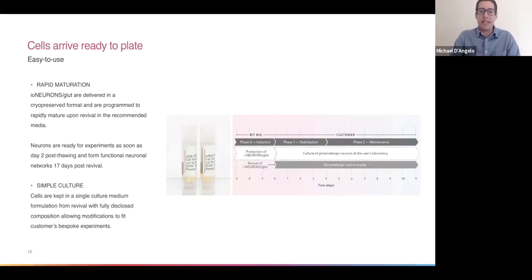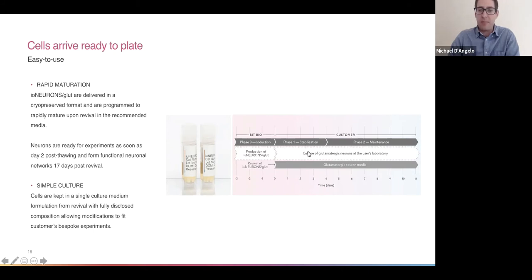So what do our customers get? At BitBio, the first phase is performed, which is induction. For 3 days, the cells are primed towards the neural fate, and then they're cryopreserved, and then you will receive one of these cryo vials over here with cells that are ready for plating and rapidly mature upon revival.